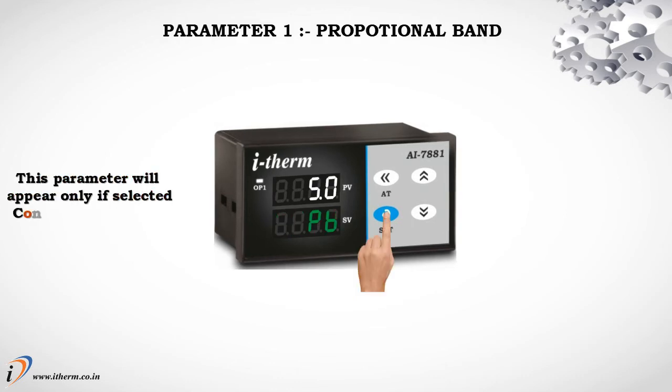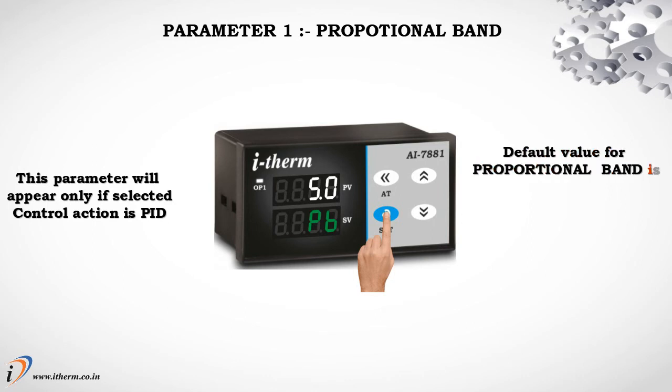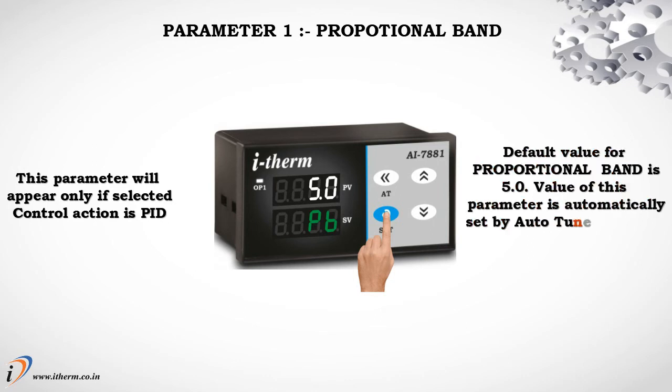Parameter 1, Proportional band. This parameter will appear only if the selected control action is PID. Default value for proportional band is 5.0. The value of this parameter is automatically set by the auto-tune function.